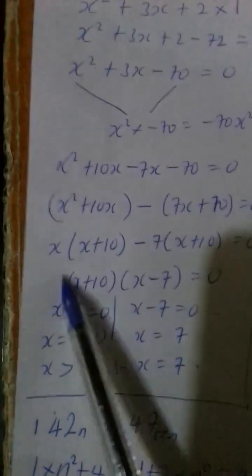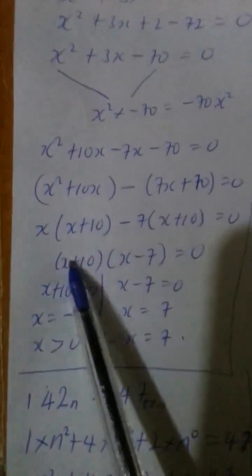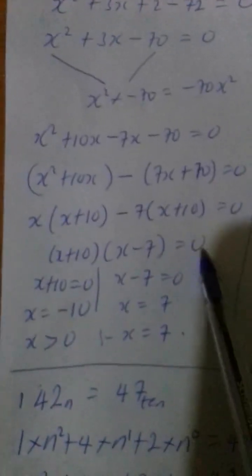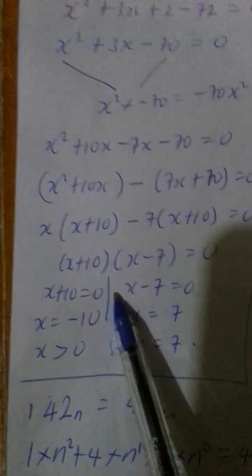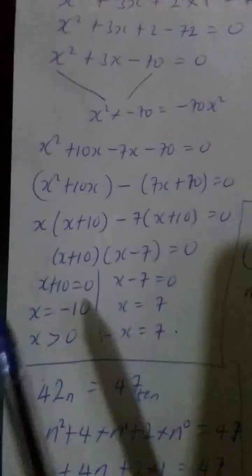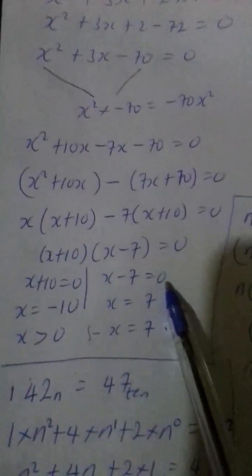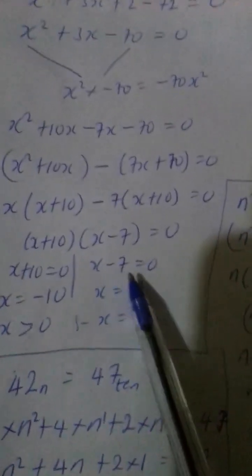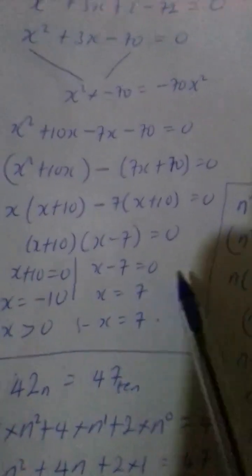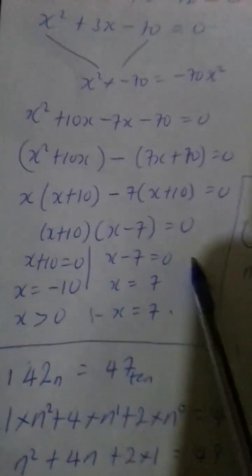So I have x plus 10 in bracket, then x minus 7 in bracket equals 0. Then you split it. This x plus 10 equals 0. So x plus 10 equals 0. This plus 10 will cross the equal sign, and when it comes to the right, it becomes negative. So x equals minus 10. Here, x minus 7 equals 0. The minus 7 will come here because I'm looking for x. When minus 7 crosses to the other side, it becomes plus, so x equals 7.